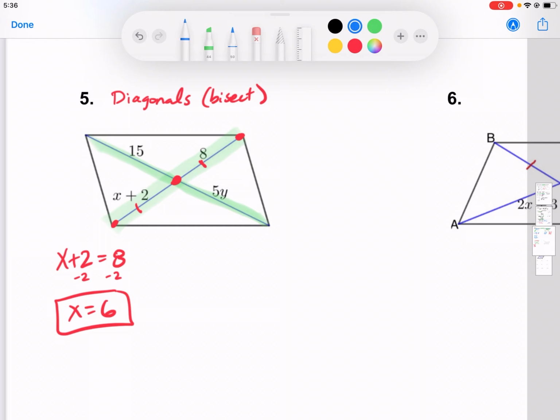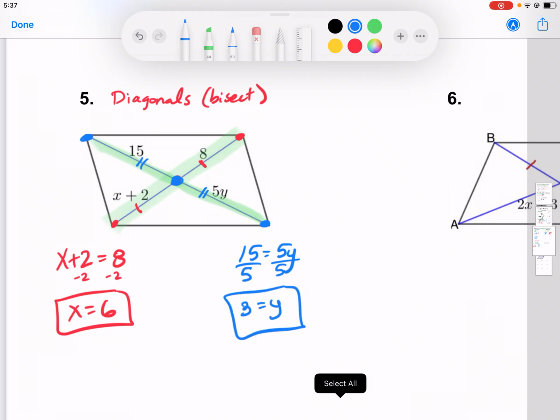Then we'll do the same idea, but now we're doing this 15. That's from this vertex to the midpoint, and then that midpoint all the way down to the next vertex is the 5y. Those are both congruent. So 15 equals 5y. I'll divide both sides by 5, and you end up with 3 equals y. And you're done.